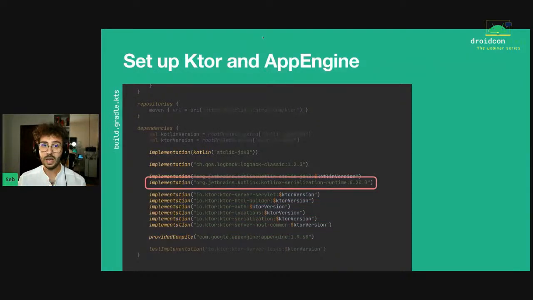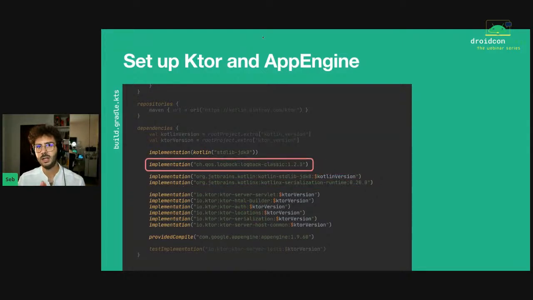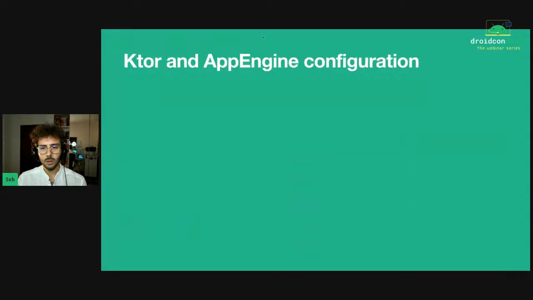Cool. Then we have Kotlin X serialization. We need the runtime. We also have the plugin set up, but that's outside of the scope of this talk. And then we have logback. Logback is our logging backend that we use. Good. We're almost there with the configuration. There's a couple more things that we need to take care of.